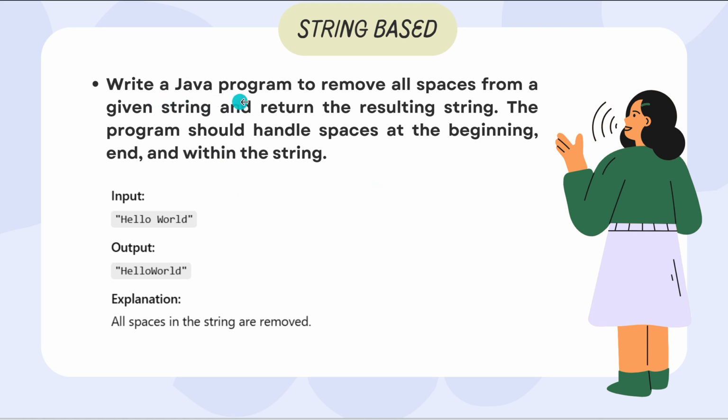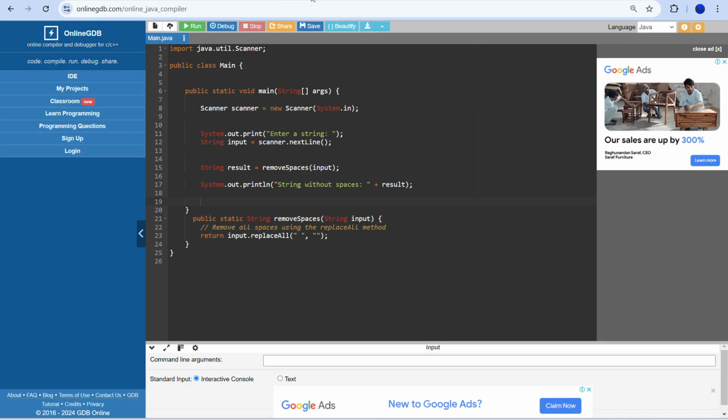Write a Java program to remove all the spaces from a given string and return the resulting string. The program should handle the spaces at the beginning and within the string. For example, for "hello world", the output should be without the spaces, right? Let us see the code for it.